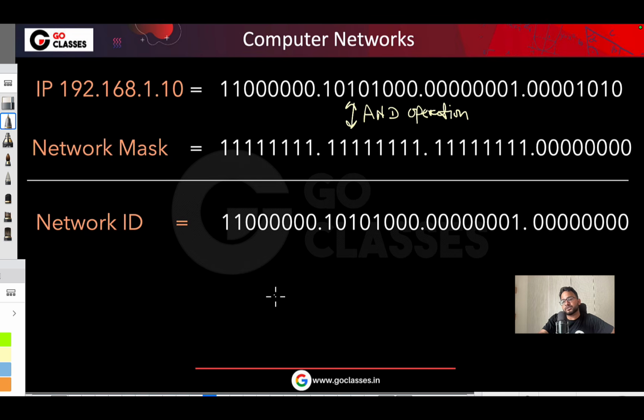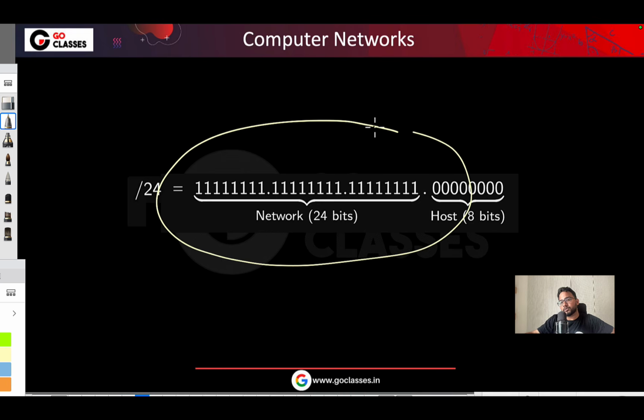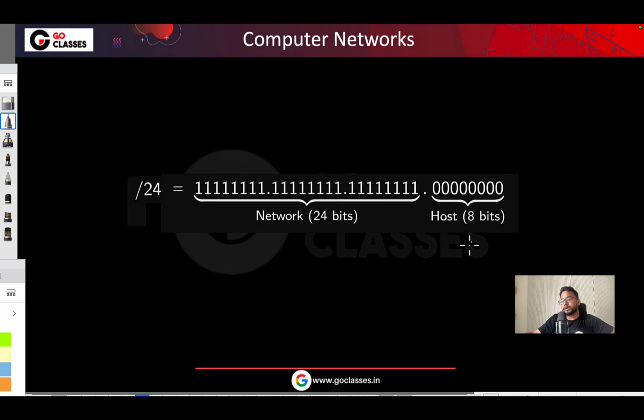We will see more practice of it. Don't worry. But I hope this example is clear, right? This is the first example, and I hope this is clear. Let's see more practice of it. So slash 24 means the router will convert it to 24 ones followed by all zeros. These are called the network bits and the host bits.